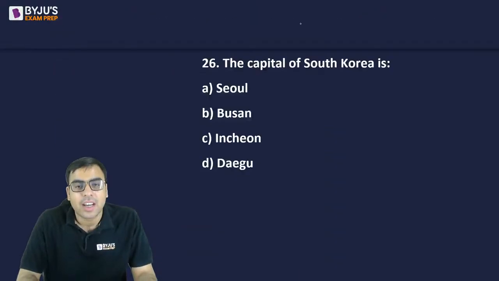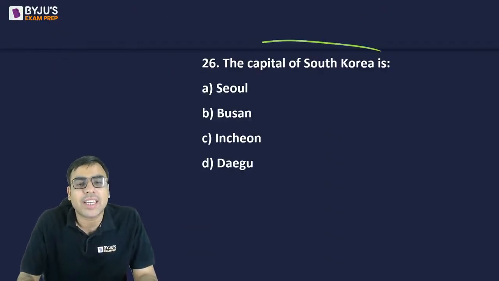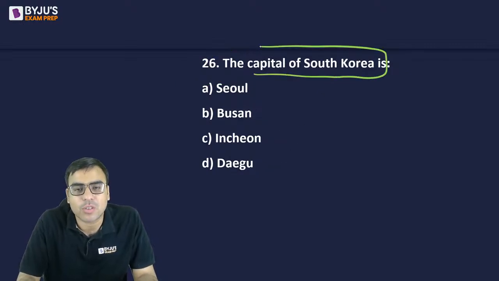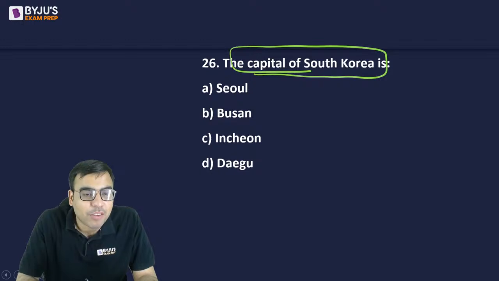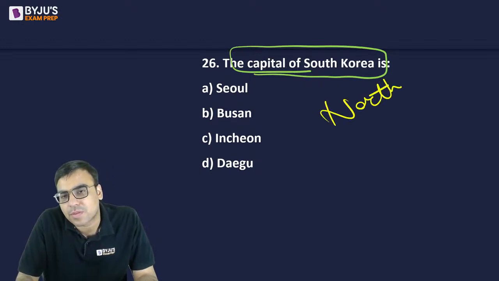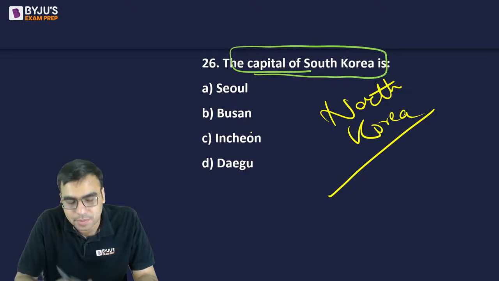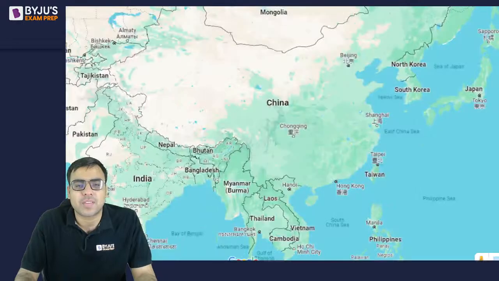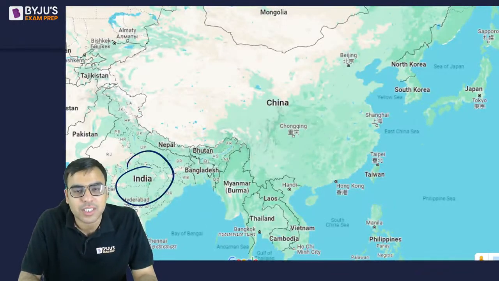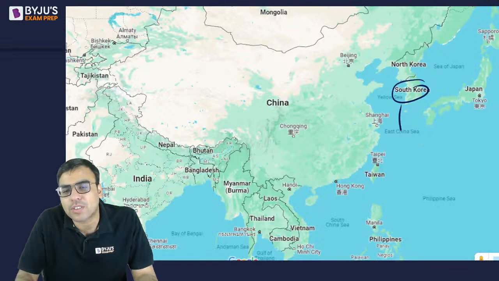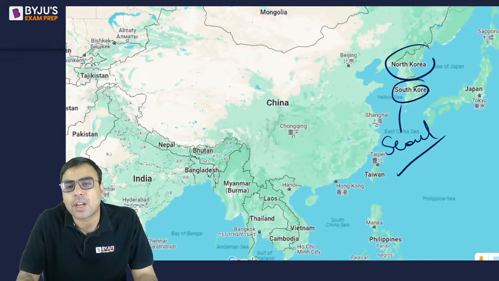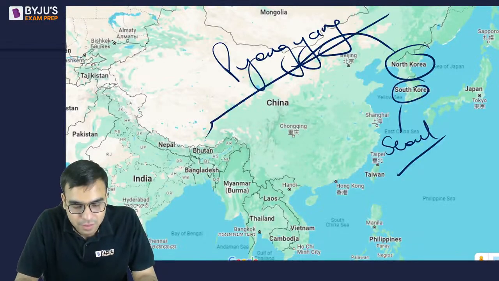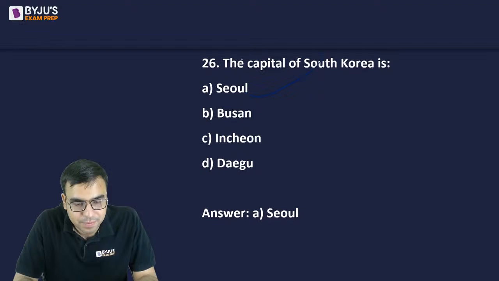ठीक है. The next one is the capital of South Korea is Seoul, Busan, Incheon, Daegu. What is the right answer? Capital of South Korea. If you know, please tell me the capital of North Korea as well. So capital of South Korea is Seoul, and where exactly is it? This is India, this is China, this is South Korea. The capital of South Korea is Seoul. The capital of North Korea is Pyongyang.